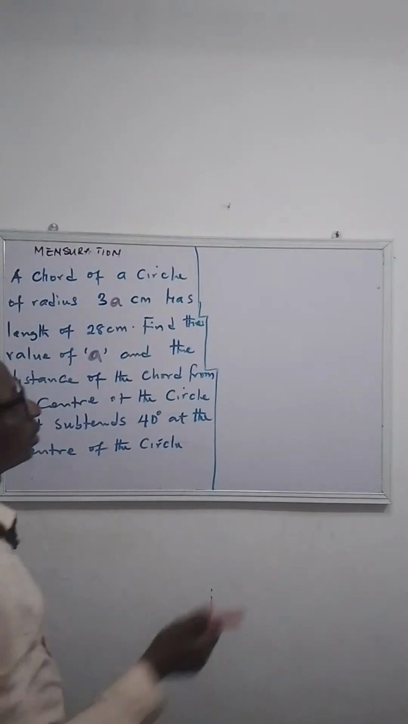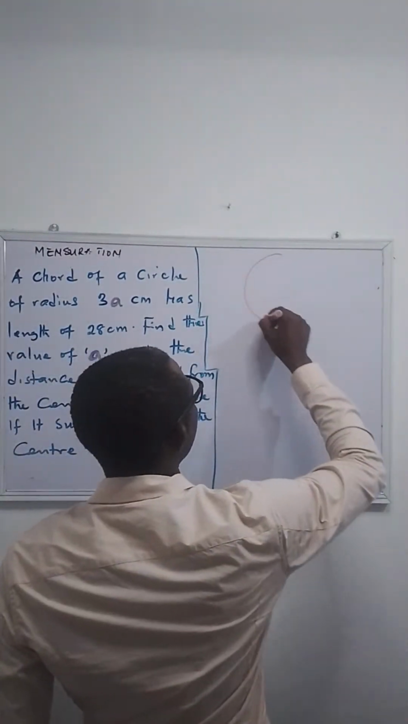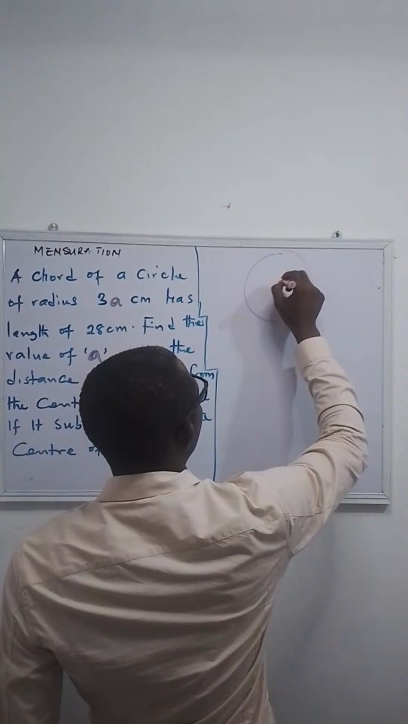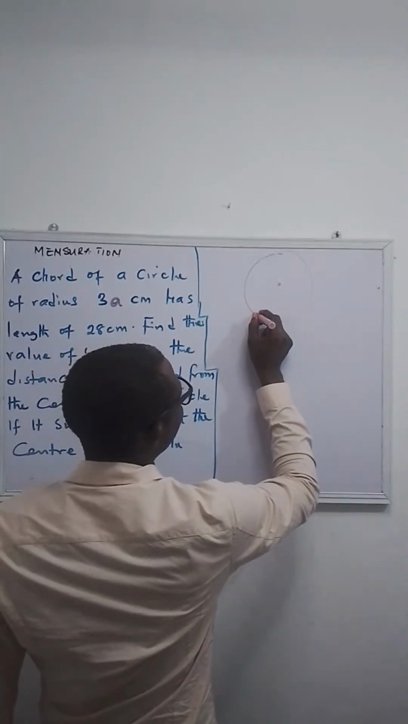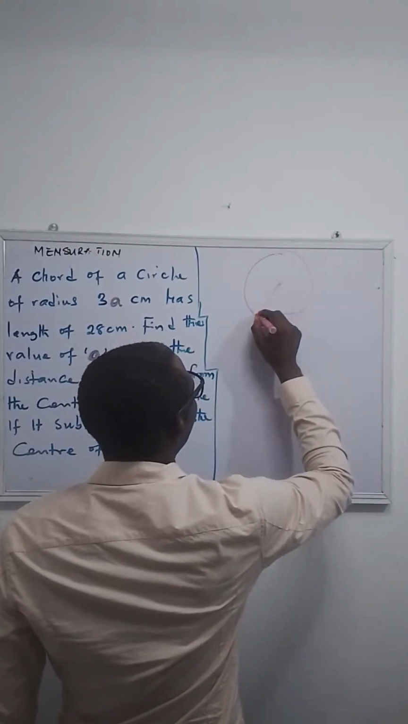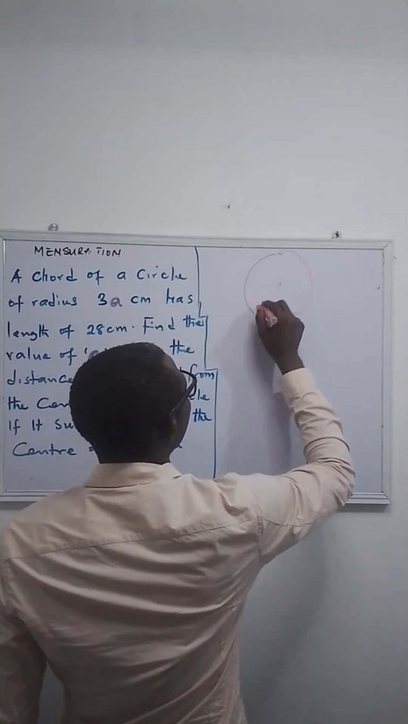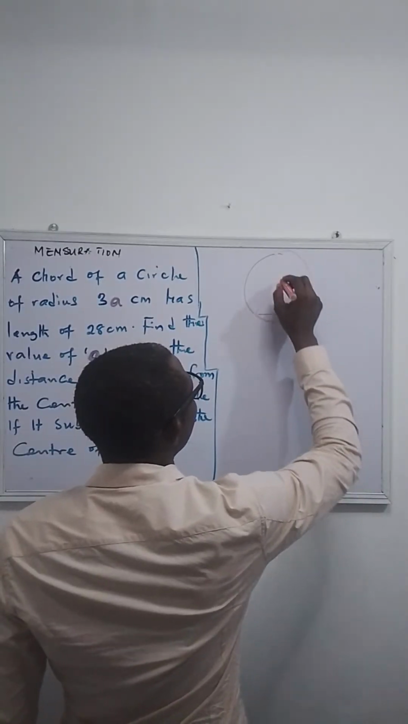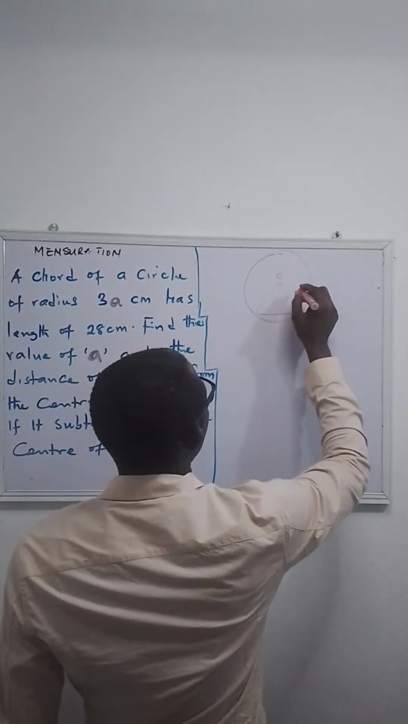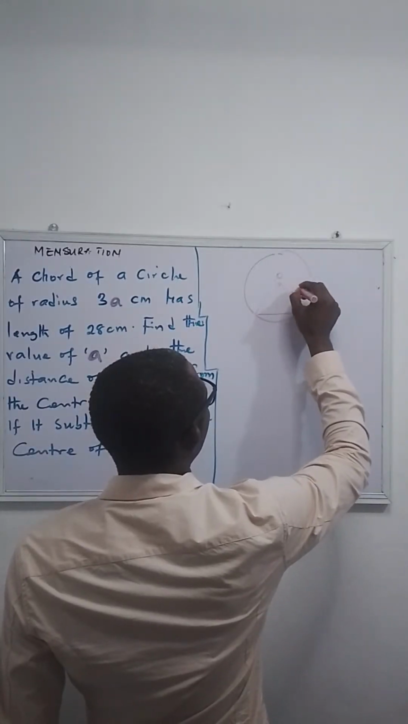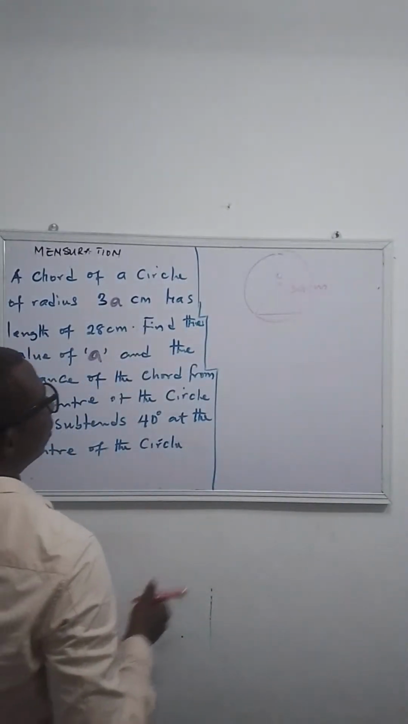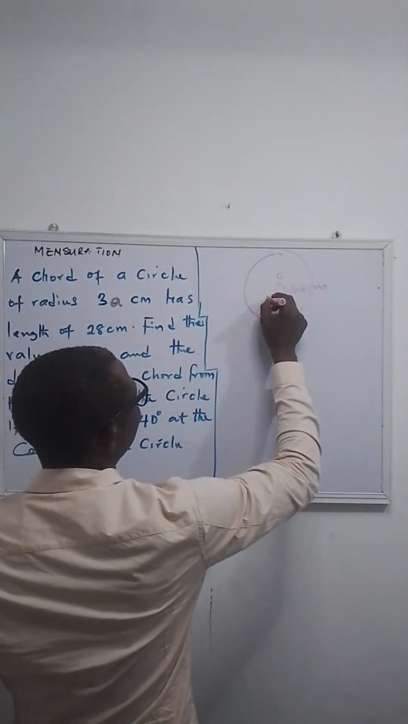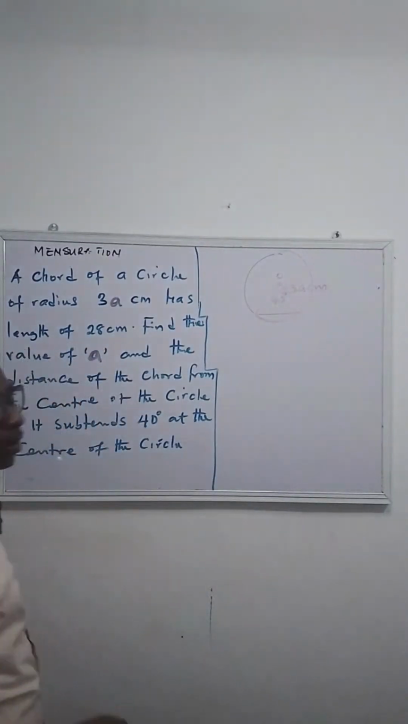Now let's sketch the diagram. So we have this. The center of the circle, we have a chord. We have a radius. Now, the radius is 3a centimeter. So now the angle subtended at the center is 40 degrees. Okay, angle is 40 degrees.